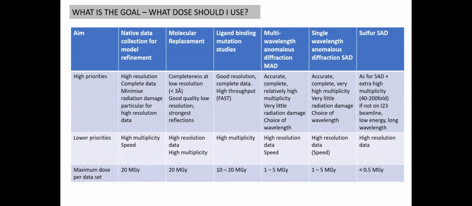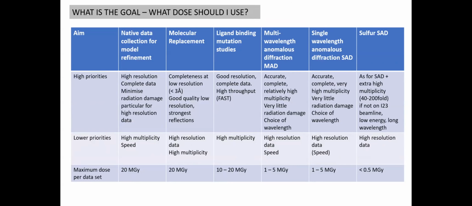And what dose should I use? And again, here I just give some indications of maximum dose for a data set as a guide, which has been most often used in the literature. But what you can see is there are different maximum doses depending on the experimental aim, and it's usually much, much smaller for any phasing attempts.